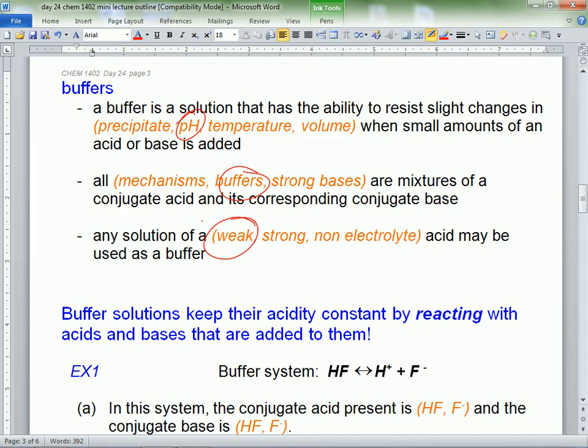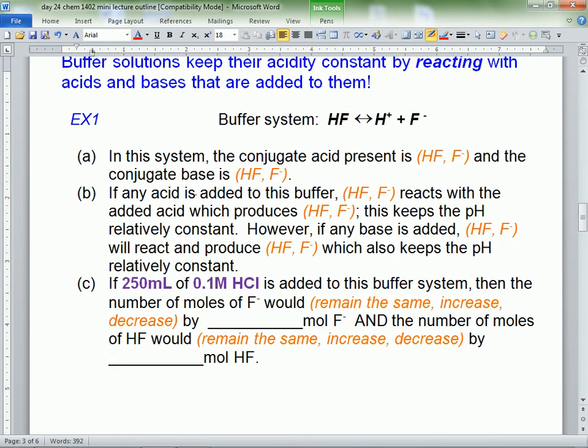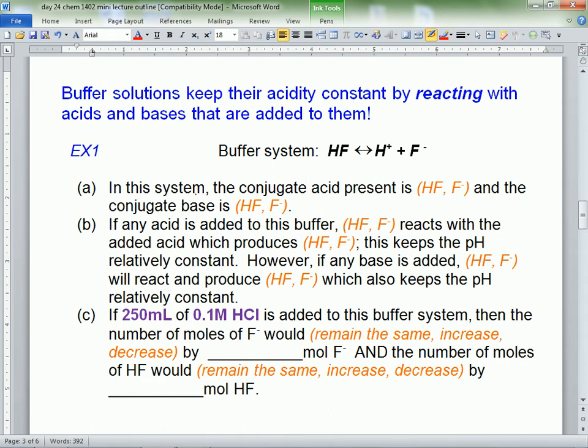Buffer solutions keep their acidity constant by reacting with acids or bases that are added to them. Because if you add an acid, something better react with that acid. You add a base, something better react with that base. So here's our buffer system. It's a weak acid, HF.